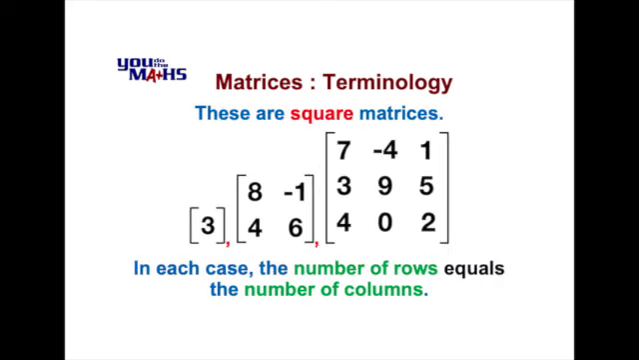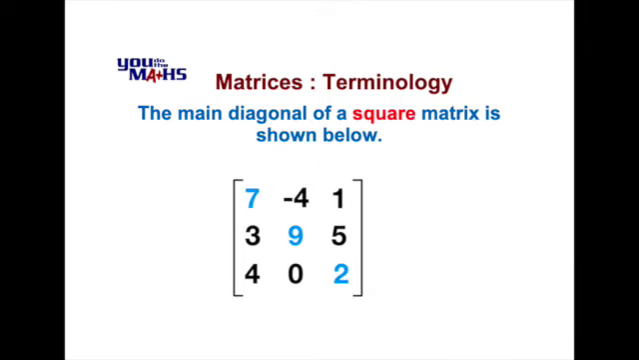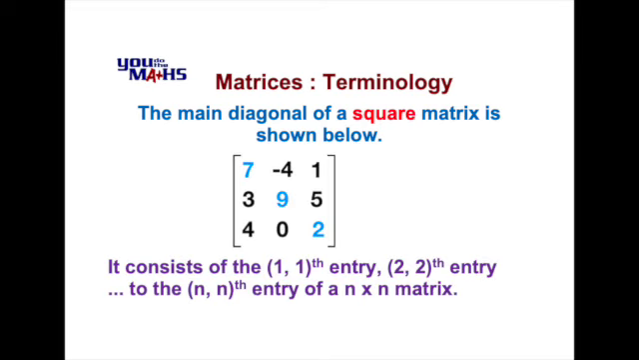We also have square matrices, and in each case the number of rows equals the number of columns. We can see here 3 different types of square matrices. We've got a 1 by 1, a 2 by 2, and a 3 by 3. So any square matrix has the dimensions n by n, again where n is any positive integer. The main diagonal of a square matrix is shown in this diagram, and it consists of the entries in the positions in the first row and first column, the second row and second column, and so on, all the way down to the nth row and nth column, depending on the size of the matrix.